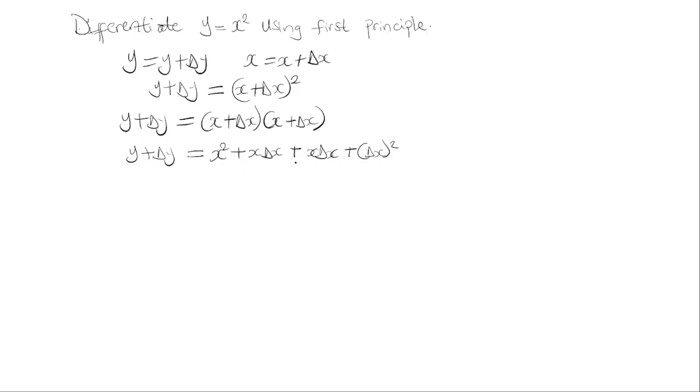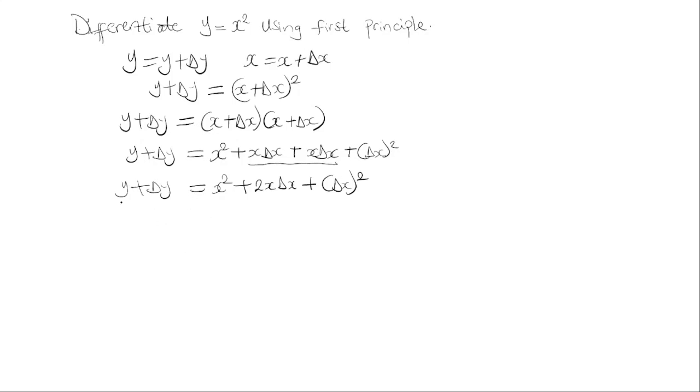Here we see that these two, x delta x plus x delta x, are the same, so we can add them together. Adding them together, we'll be having y plus delta y equal to x squared plus 2x delta x, because we've added the two together, and we still have our plus delta x raised to power 2. From here, the next step is to make delta y the subject of the formula.